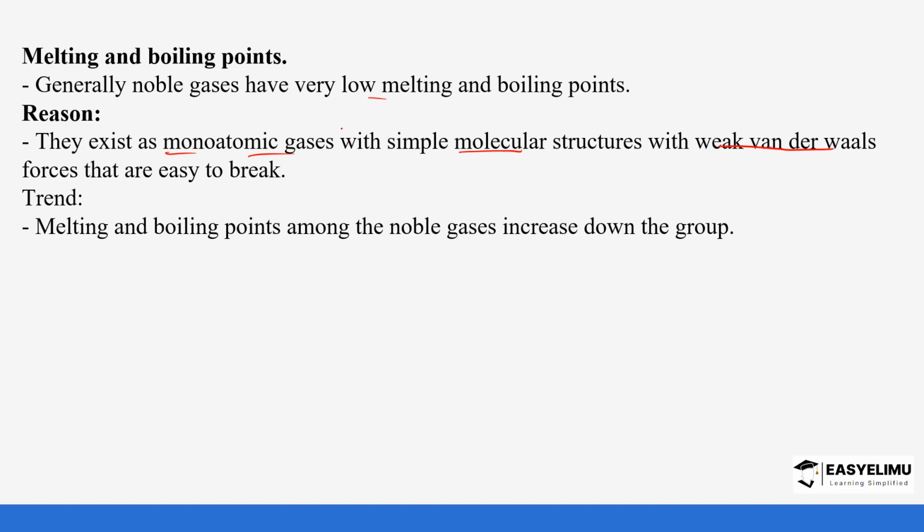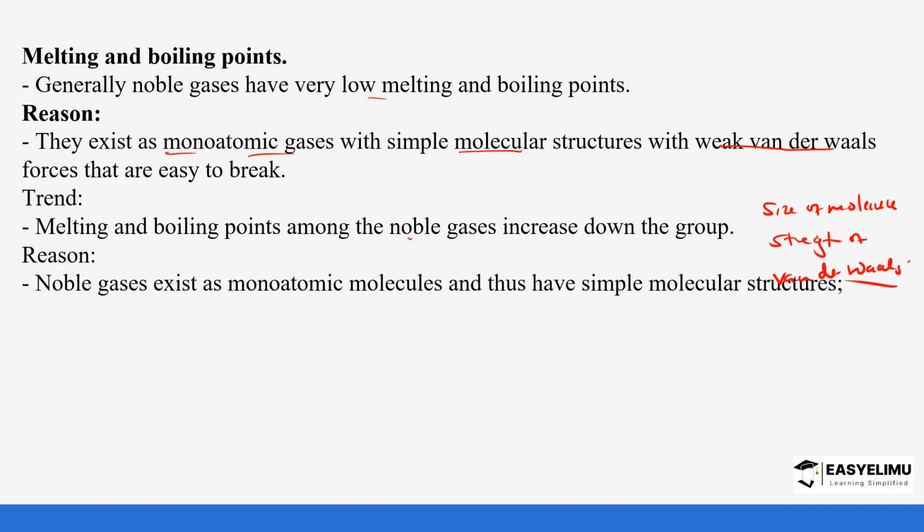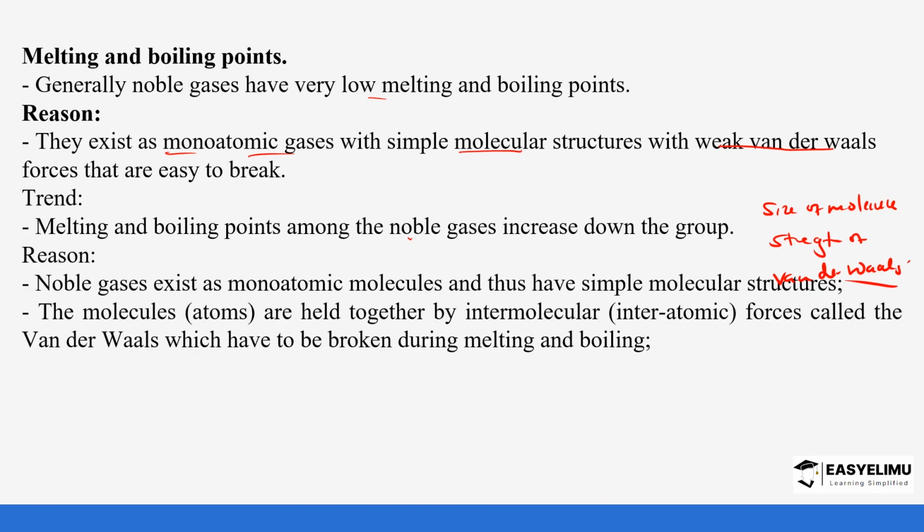And when you look at the trend, the melting point and boiling point increase down the group, for the same reason we talked about when discussing the melting point and boiling point increasing down the group of halogens. We talked about the increase in the size of the molecule affecting the strength of the van der Waals forces. So the bigger the molecule, the stronger the van der Waals forces. That is the reason why as you go down the group, you require more energy to break the strong van der Waals forces. They are strong because they have to hold the large size of the molecule.